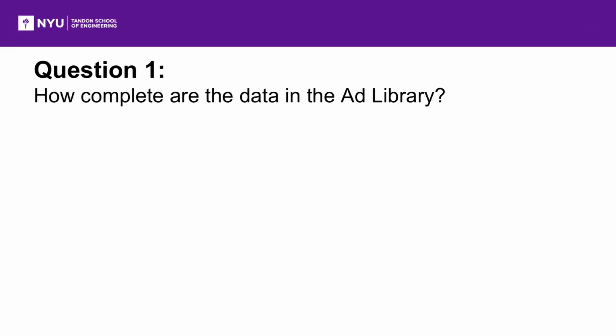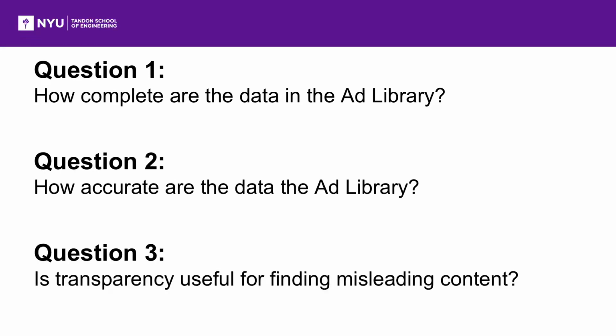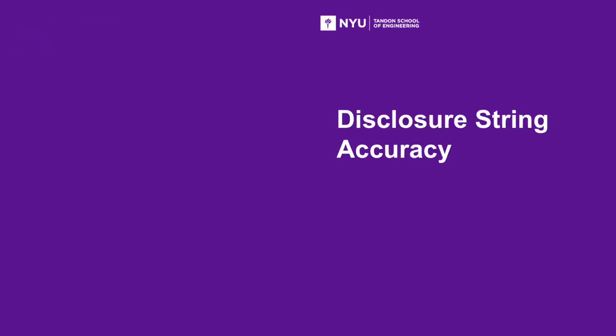So now that we have all this data, we can start asking questions. We started with three very broad questions. How complete are the data in the ad library? How accurate are the data in the ad library? And is transparency useful for finding misleading content? To get at those questions, we needed to start by looking at disclosure string accuracy. One of the cornerstone ideas of Facebook's new policies around political advertising is that users should be able to know who is paying to show them ads, and third parties like journalists should be able to find out who's responsible for a particular ad. For this to work, disclosure strings need to be consistently present and consistently accurate.